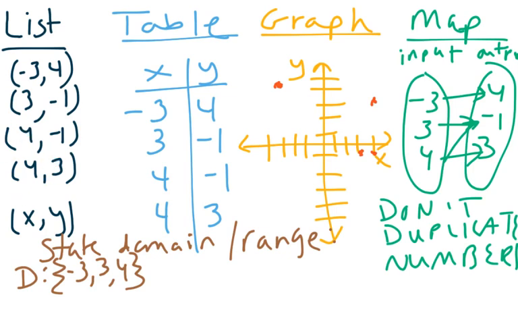Do not list the 4 twice once it's in the set. So the domain for this relation would be -3, 3, and 4. The order actually does not matter, but for sanity's sake, I usually like students to put them in numerical order. It just makes things easier to grade. For your range, you would write a capital R and then a colon, and then again open up the squiggly set brackets, and then we have 4, -1, and 3.